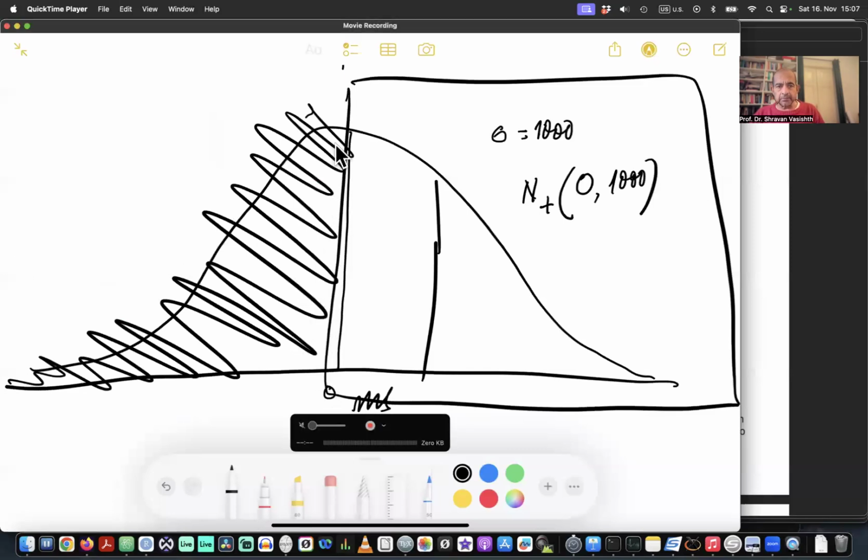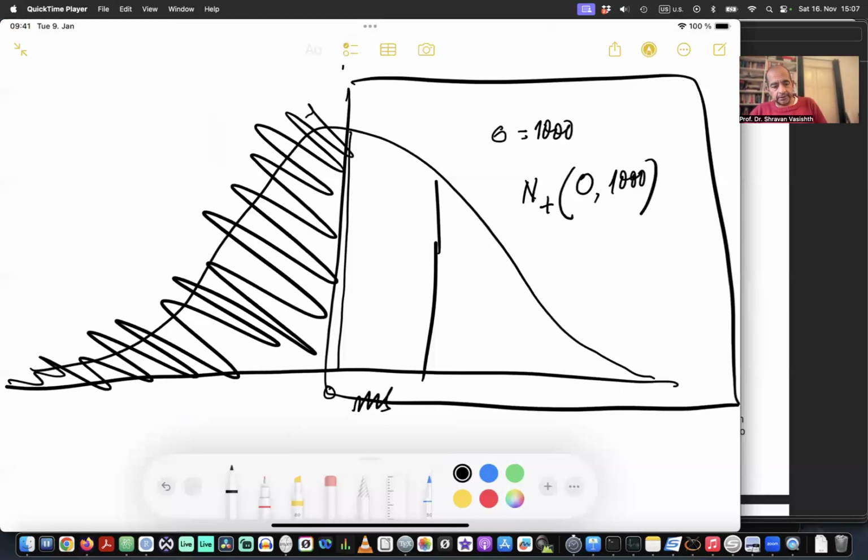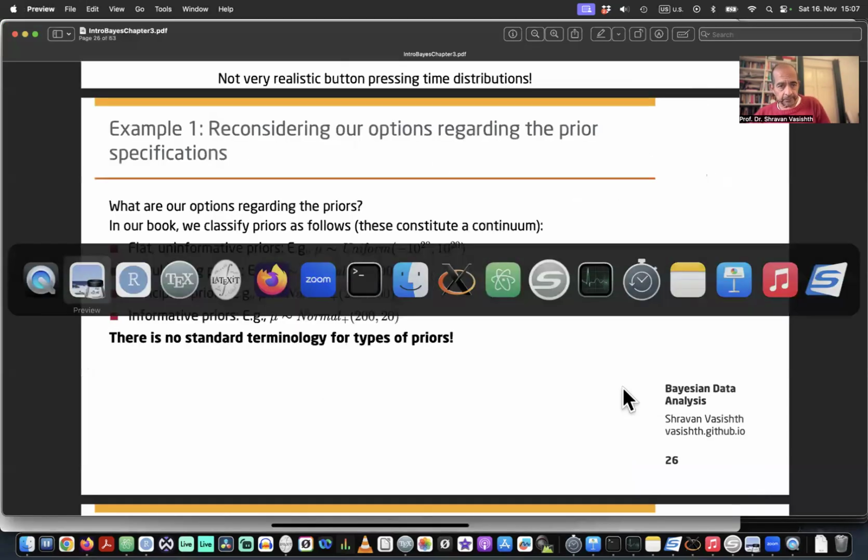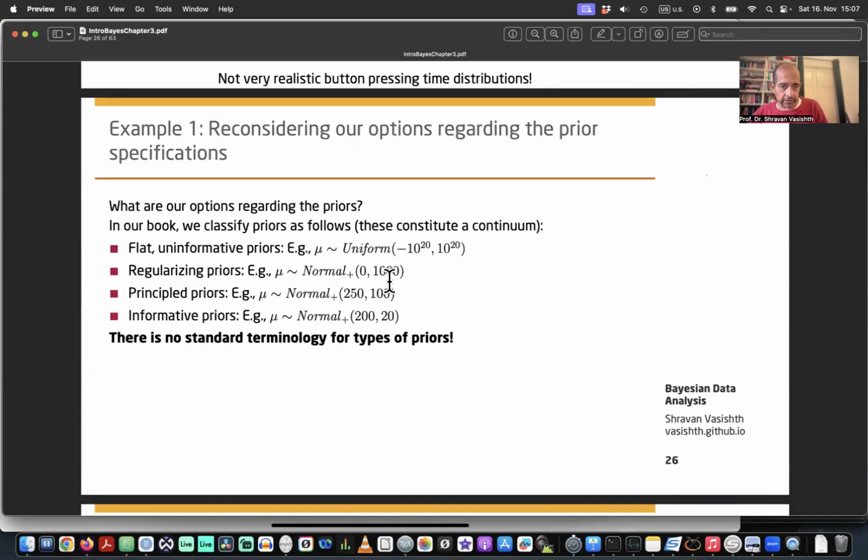It's regularizing because it eliminates impossible values, right? In a button pressing task, you can't have negative reading times. Therefore, we just constrain the prior to be only positive. So in a sense, it regularizes. And this fall in the density here also has a regularizing function in that it downweights the extreme values. This is in contrast to the uniform prior that I had defined earlier. So that's a useful thing to consider.